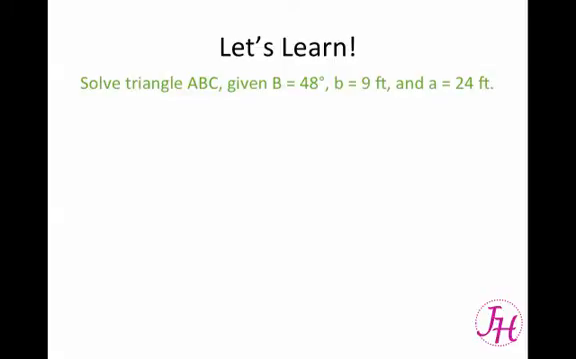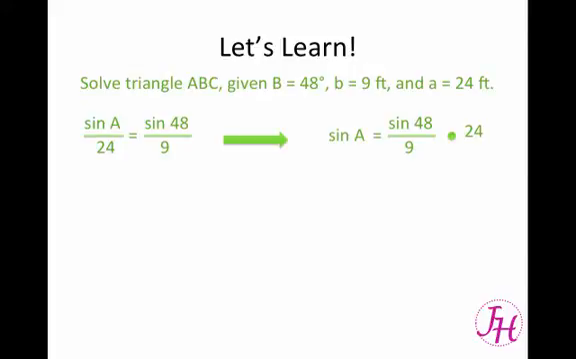So in this problem, we're going to solve triangle ABC given that angle B is 48 degrees, side b is 9 feet, and side a is 24 feet. So we set up our law of sines, and we solve for sine of A by multiplying both sides by 24. And then we can put that into the calculator, and we get sine of A equals 1.9817. Hopefully we remember you cannot have a sine value of greater than 1. So that is not possible.